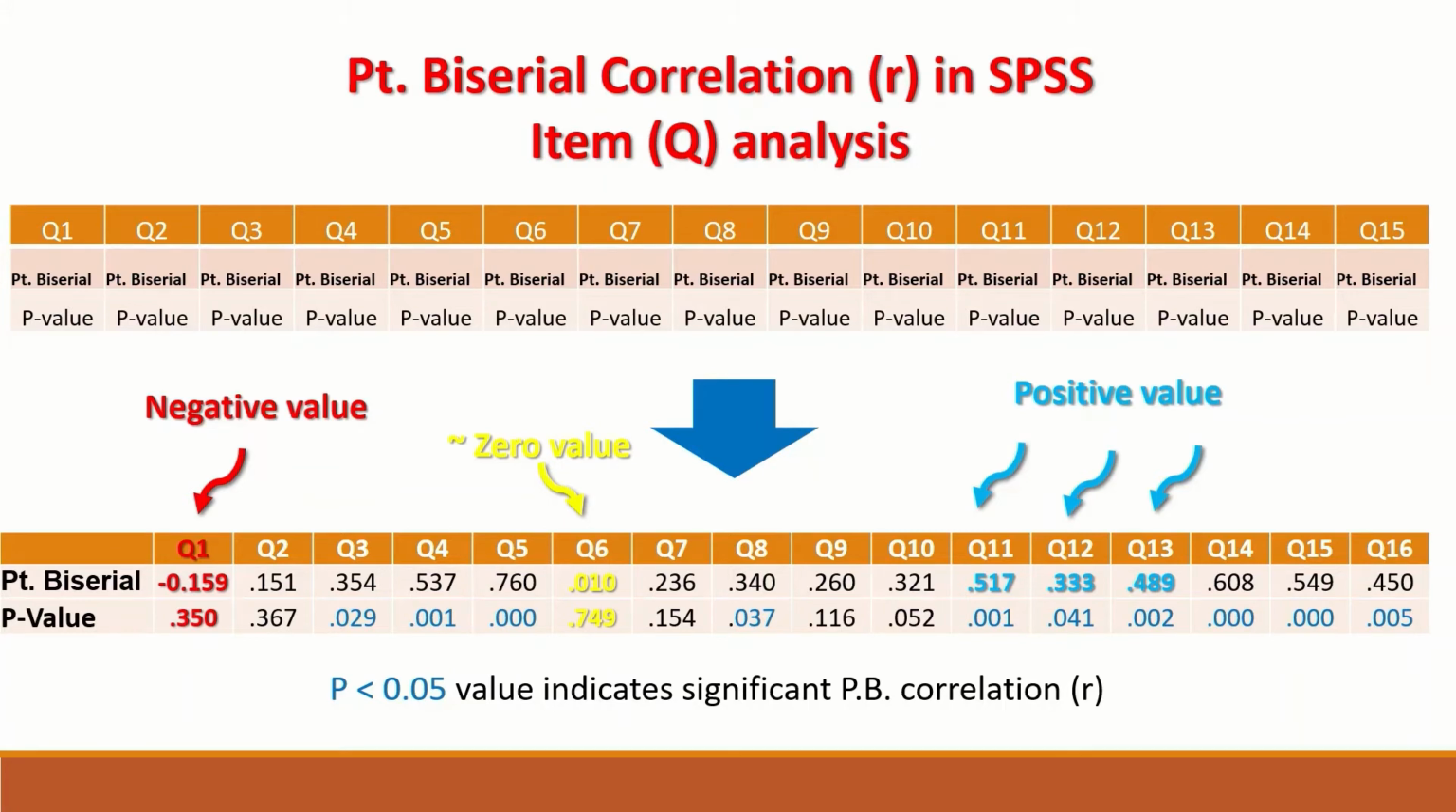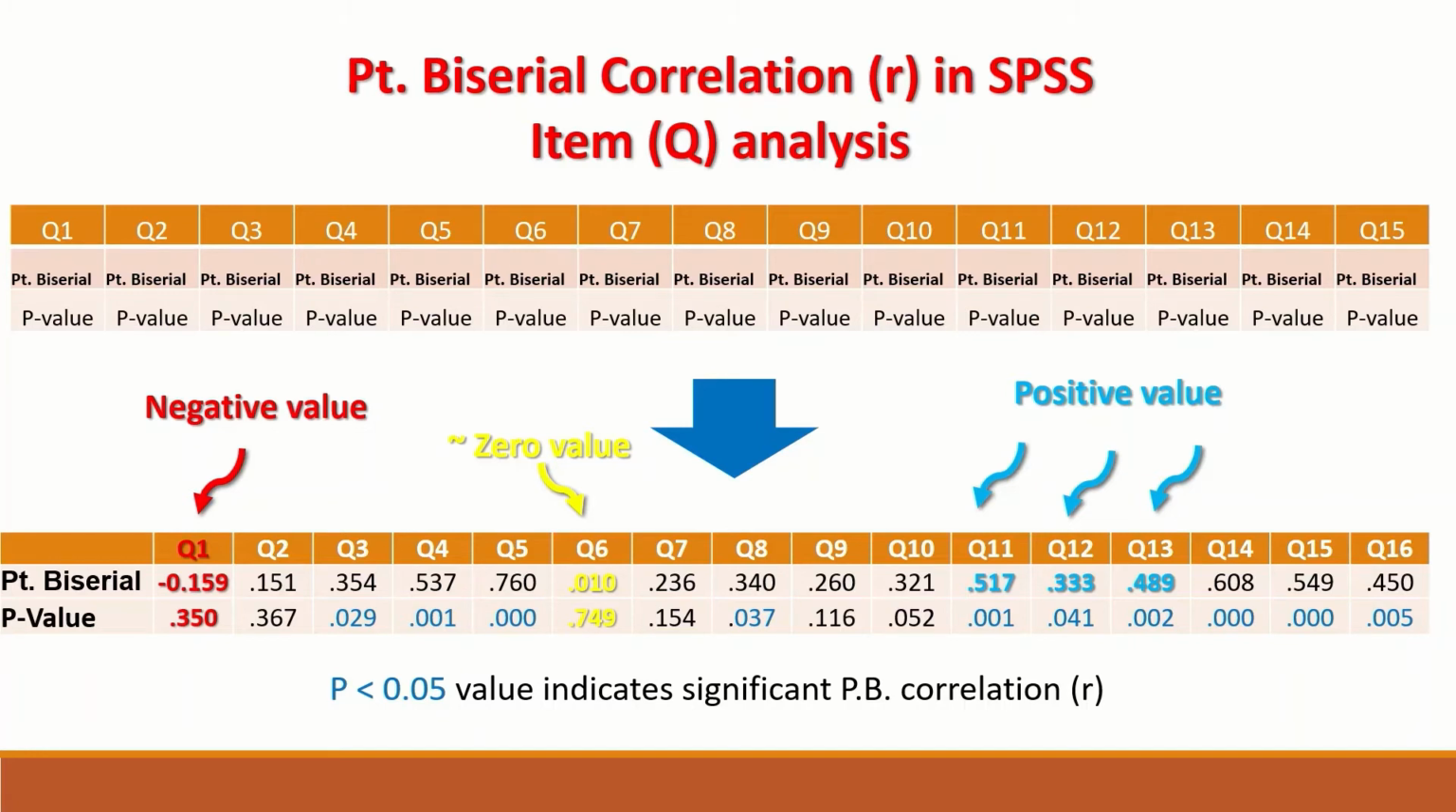If we go back and look at question 2, we can see that the R value is 0.15, which we can call a fair question. However, since the p-value is not significant, this question is also not discriminating between high and low performing students and needs to be modified.